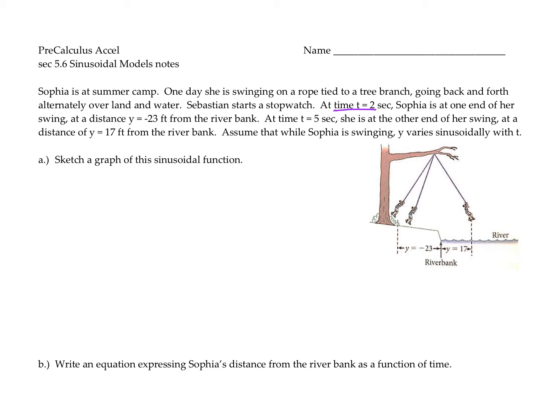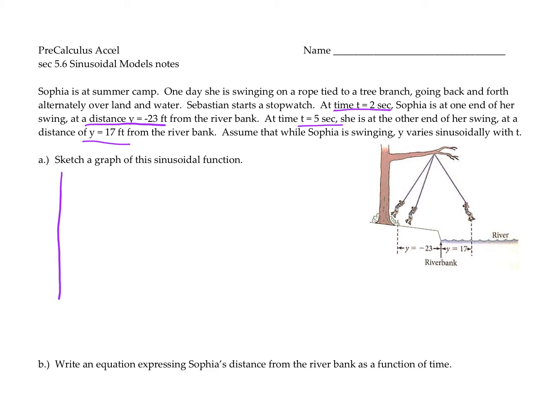At 2 seconds, Sophia is at one end of her swing, which is a distance of negative 23 feet from the riverbank. At a time of 5 seconds, she is on the other end of the swing at 17 feet from the riverbank. Assuming that while Sophia is swinging, y varies sinusoidally with time, we're going to sketch a graph.